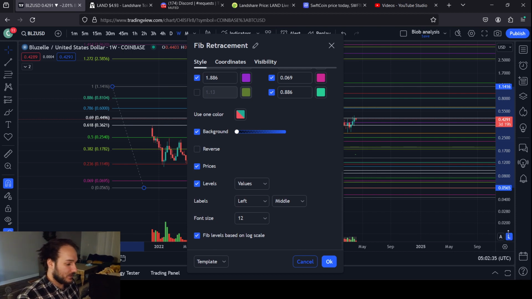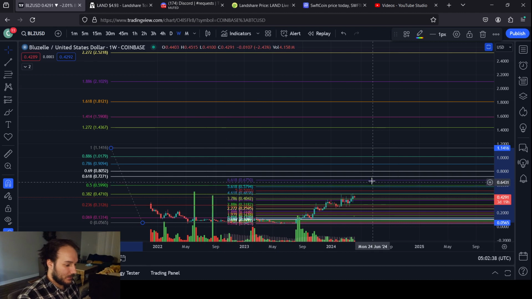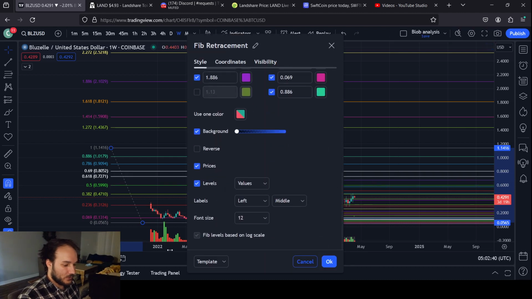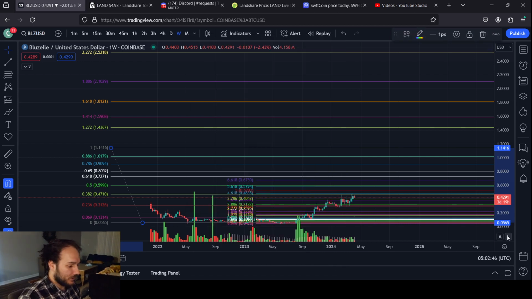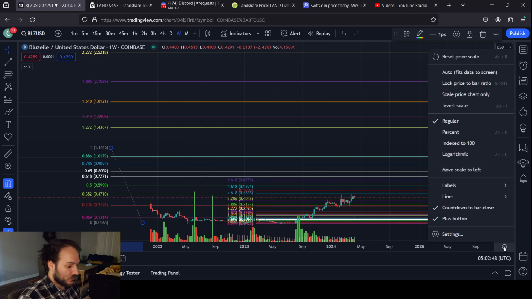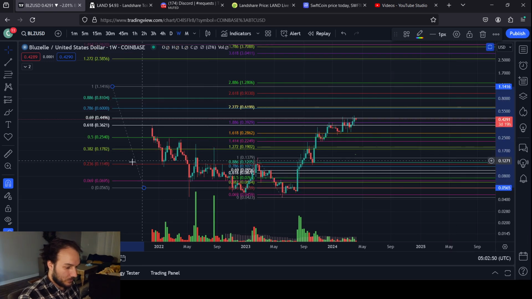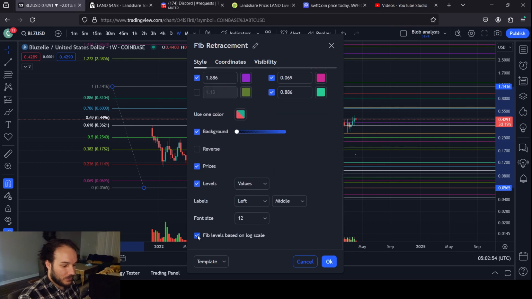Now, if yours doesn't look like this, if instead it looks like this, where it won't let you check or uncheck it, go over here, click log, or go to the settings and then click logarithmic, and then again double click your fibs, scroll down, you should be able to click it then. If you want to keep it in log, cool, that's what I do. I would think if you do have your chart in the logarithmic scale, I would put your fibs to that. That makes sense to me.